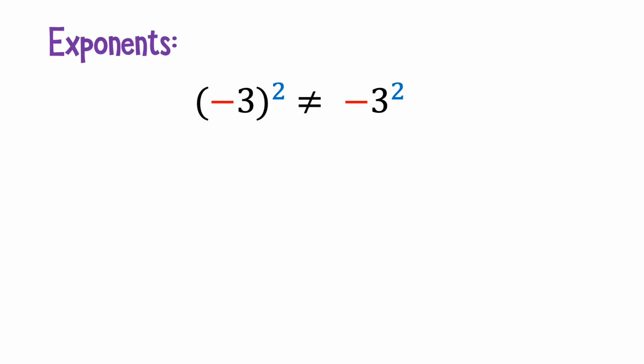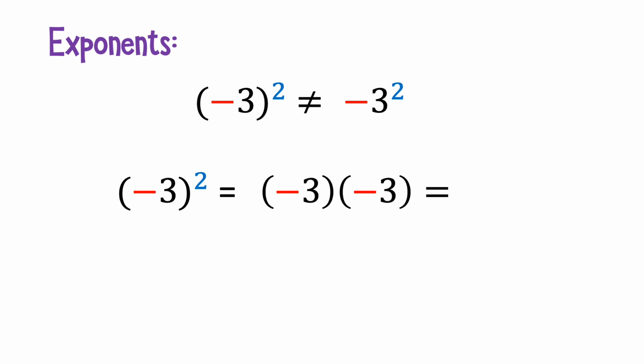Looking at exponents now, negative 3 squared does not equal negative 3 squared because in the first example, you see on the left, the negative 3 is in the parentheses. Because the negative 3 is inside parentheses, it means we're going to square the negative 3. So we multiply negative 3 times negative 3. A negative times a negative is a positive, and 3 times 3 is 9.